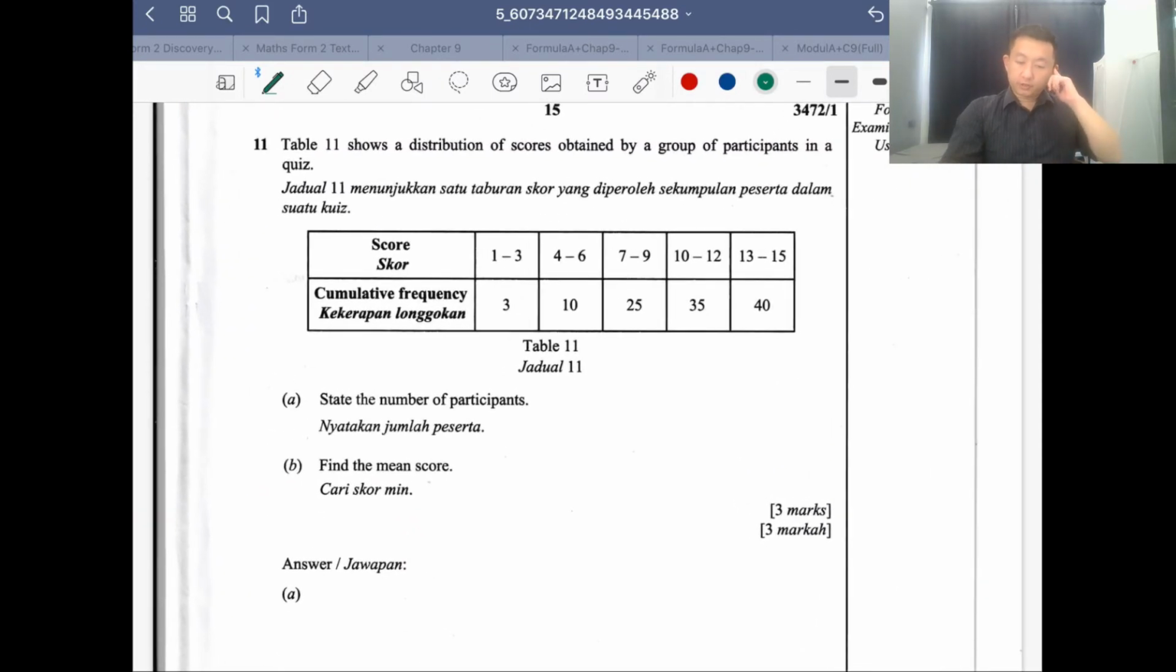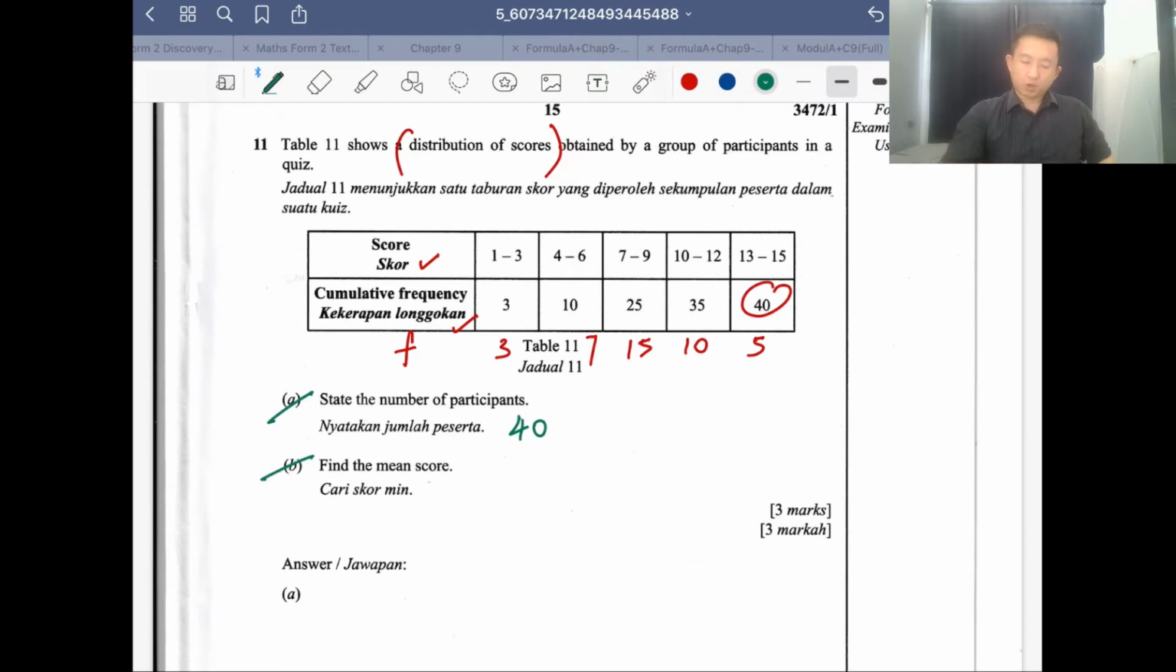Question 11. A distribution of scores obtained by a group of participants in a quiz. The score, cumulative frequency. Okay, then you must have a frequency: 3, 10 minus 3 is 7, 25 minus 10 is 15, 10 and 5. When you add up, you should have 40. 3 plus 7 is 10, 20, 40, right? So the number of participants is 40.